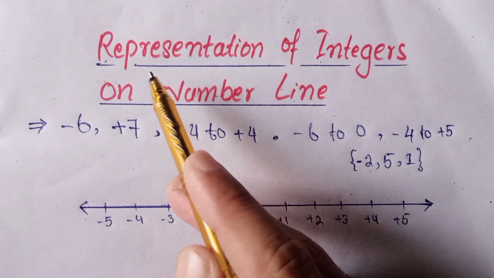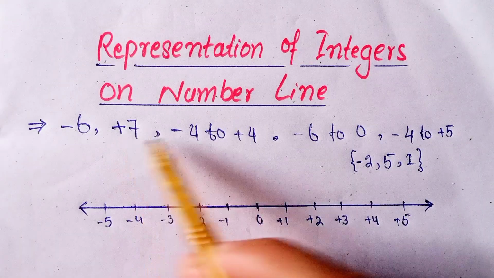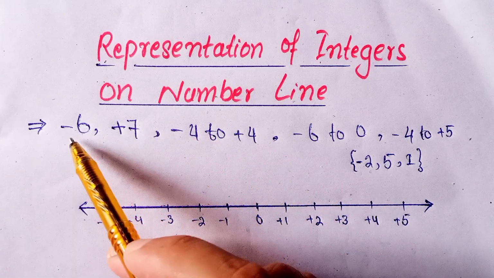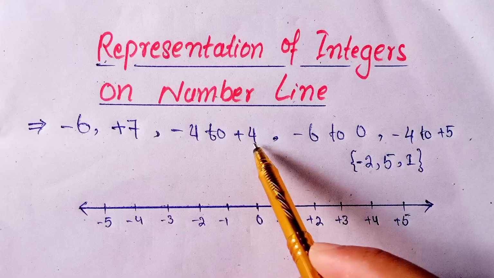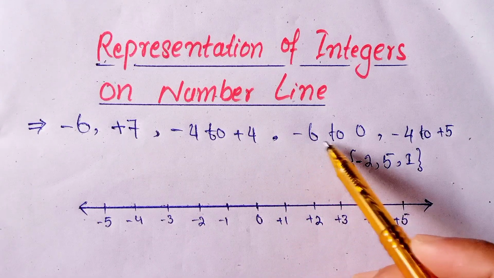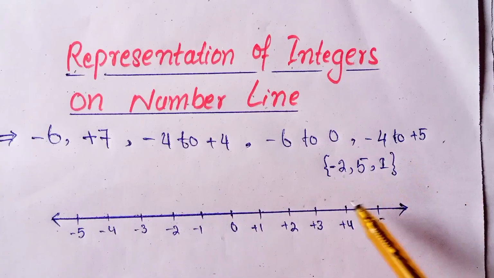Hi guys, in this video we are going to focus on the representation of integers on number line. You will learn how to represent the integers on number line just like -6, +7, the integers from -4 to +4, the integers from -6 to 0, and the integers from -4 to 5, and the set of integers.